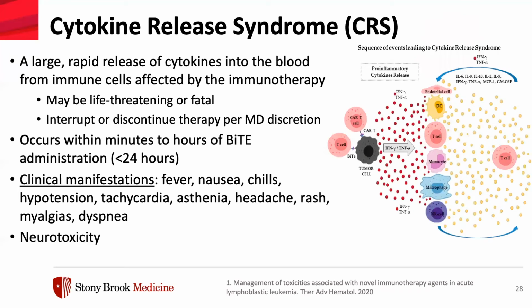Now I'm going to go more into cytokine release syndrome. So since we're bringing our T cells and our immune system directly to the cancerous cells, this can invoke an immune system response that is too powerful or too strong. And there's this large rapid release of cytokines into the blood from the immune cells affected by the immunotherapy. And this can be life-threatening or fatal. And doctors can consider either interrupting the therapy or even discontinuing the therapy based on its severity.